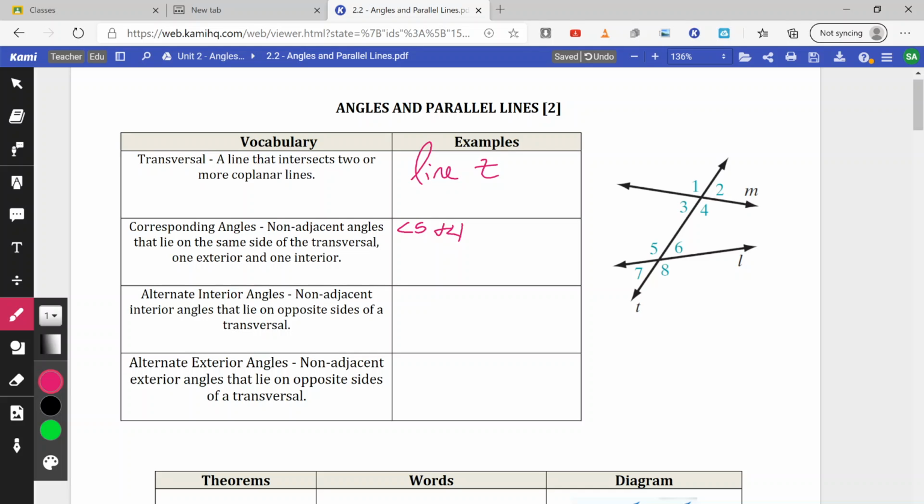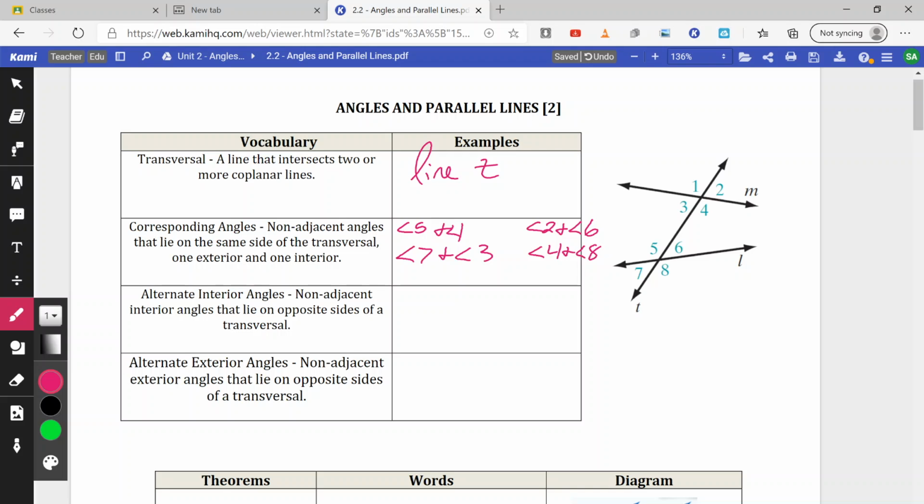We also have angle 7 and angle 3. Again, left side of line T, 7 is on the outside, 3 is on the inside. We've got angle 2 and 6, as well as angle 4 and angle 8.